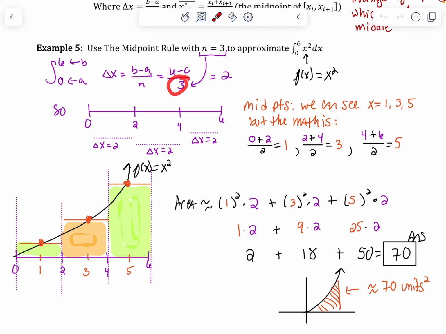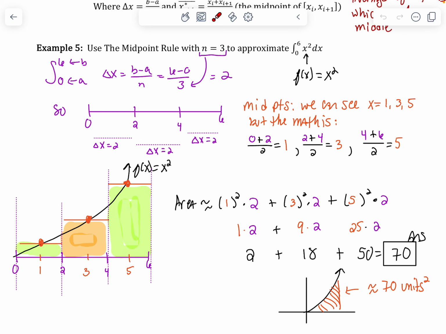And if we want to have 3 rectangles, then each rectangle will need to be of width 2. This is our delta x. As you can see, I started at 0, I ended at 6, and I jumped by 2 to get my column dividers, right? So I've got my graph split into these points, as you can see by my dashed lines over 0, 2, 4, and 6.